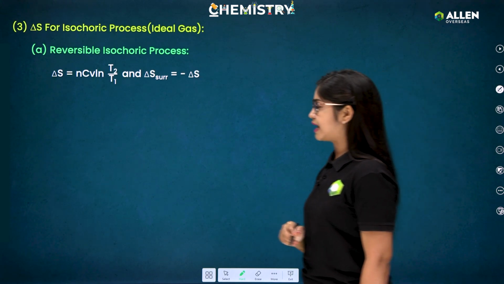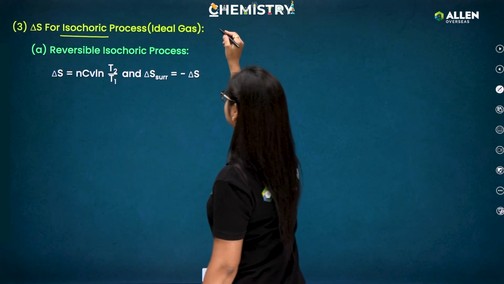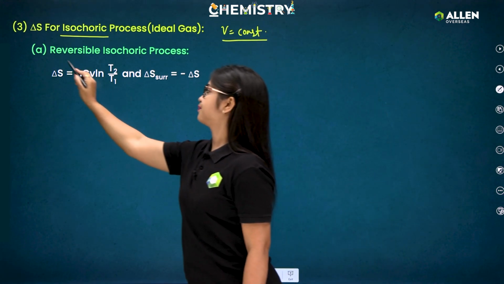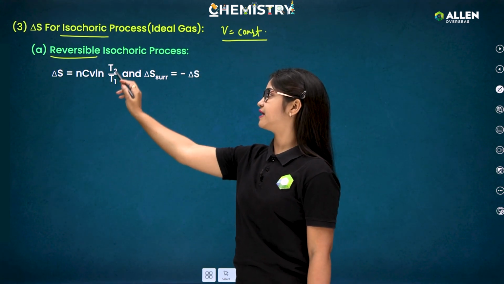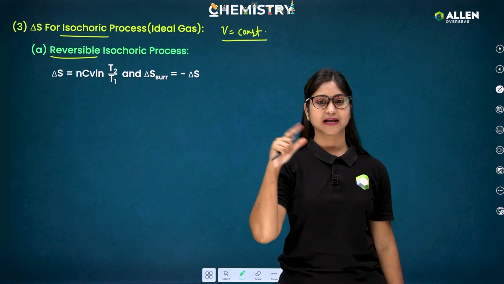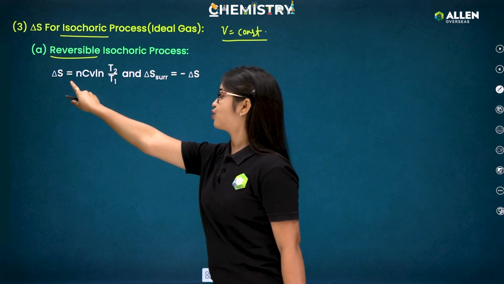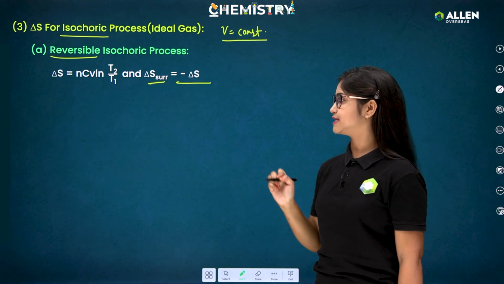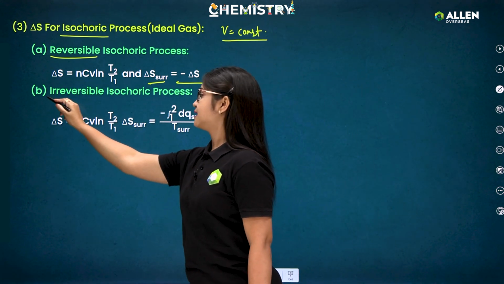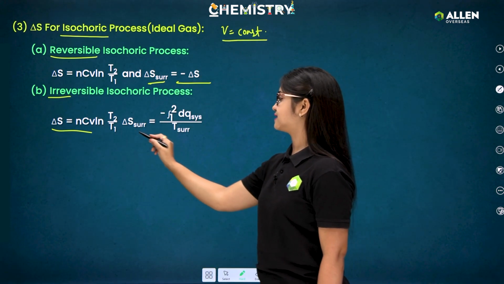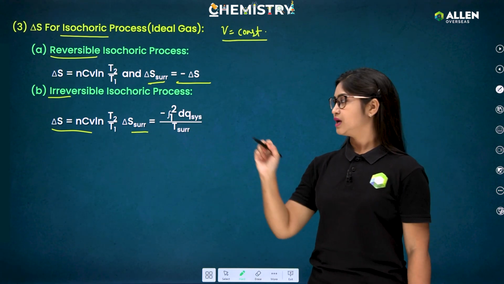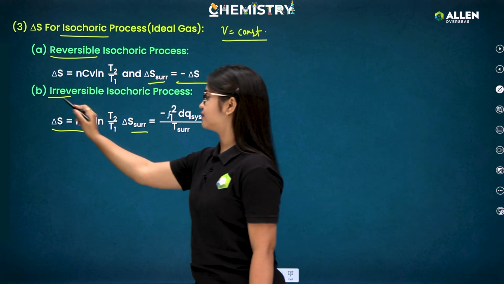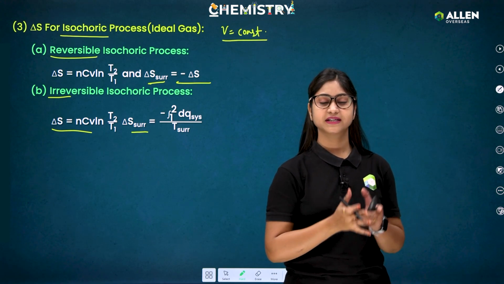Now if we talk about isochoric process, isochoric means volume is constant. For reversible isochoric process, delta S is equal to nCv ln T2 by T1, because the V2 by V1 part will become 0. And delta S surrounding is negative of delta S system, the same thing. Similarly for irreversible, delta S system is as it is, but for delta S surrounding, again the same formula from initial to final state, minus dq system divided by T surrounding. Okay, so whenever you have irreversible process, you have to be careful while calculating delta S system and delta S surrounding, right?